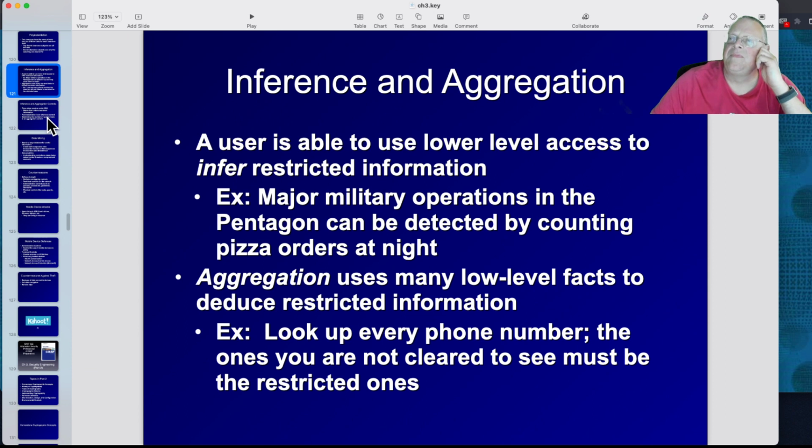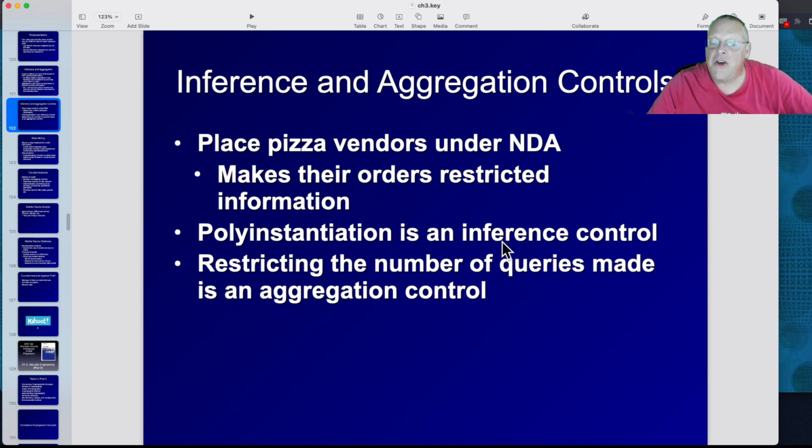Yeah, that's the main thing. Anyway, so polyinstantiation is one control where you have the two kinds of data not separated by use of the primary key, so you can't tell that there's a missing primary key. And restricting the number of queries is an aggregation control where you just can't ask too many questions with low privilege within a period of time. You cannot ask enough questions to get a list of all the low privilege data to deduce what's above it.